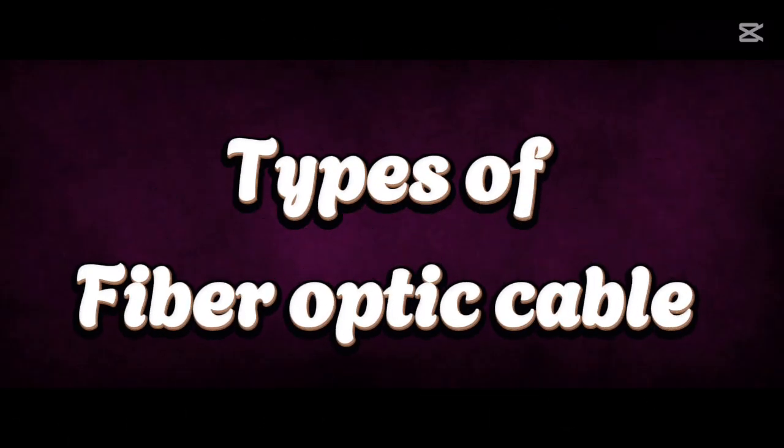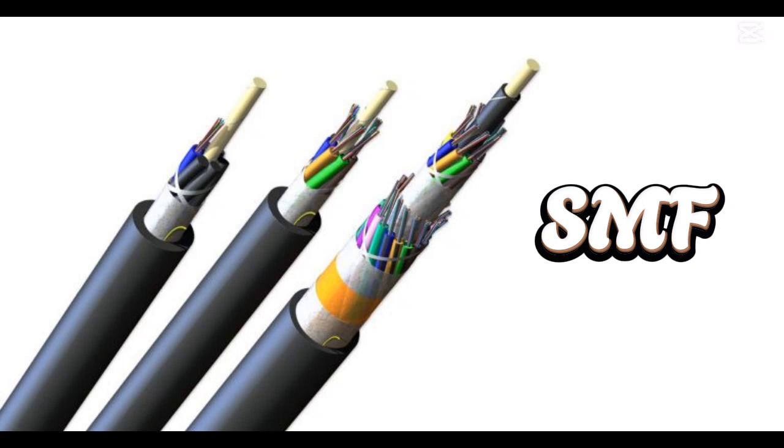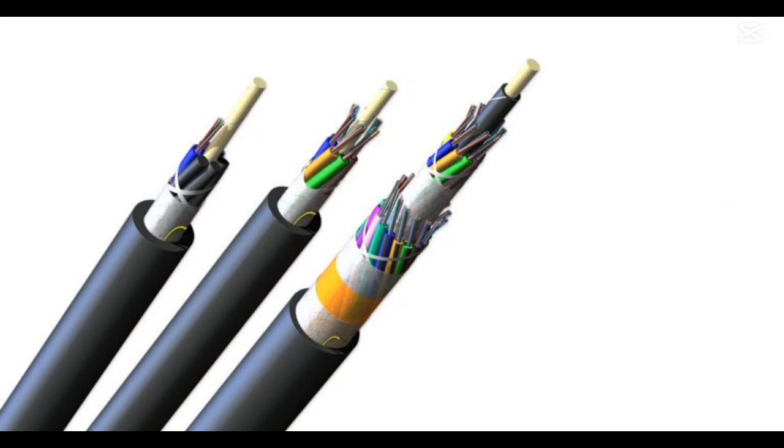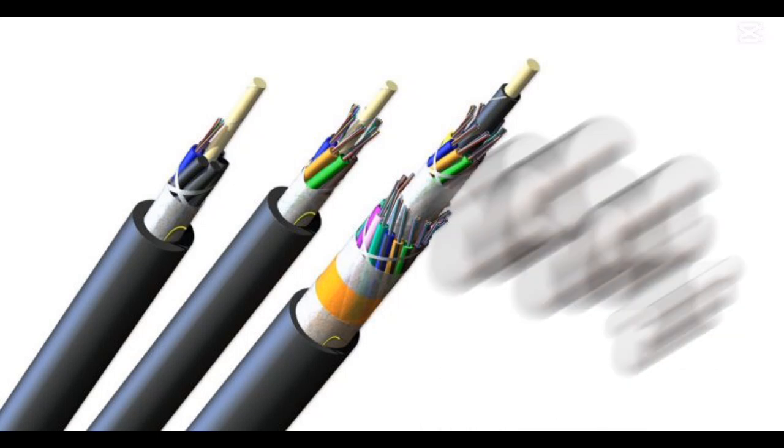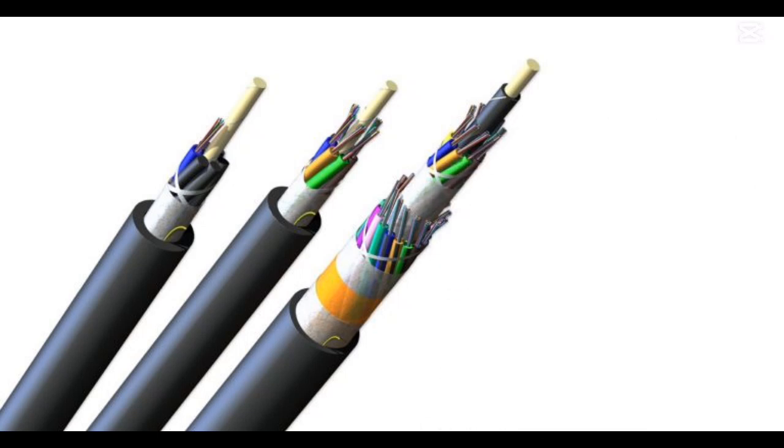Types of fiber optic cables. Single-mode fiber, SMF. Designed for long-distance, high-bandwidth applications, transmitting a single beam of light. Multi-mode fiber, MMF. Used for shorter distances, carrying multiple light beams, often used in local area networks.